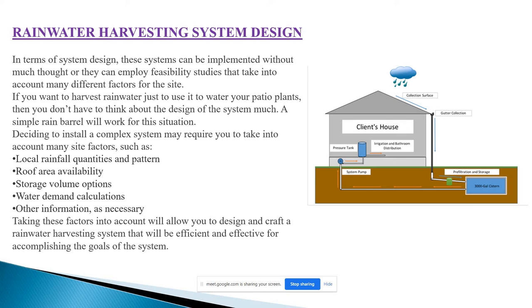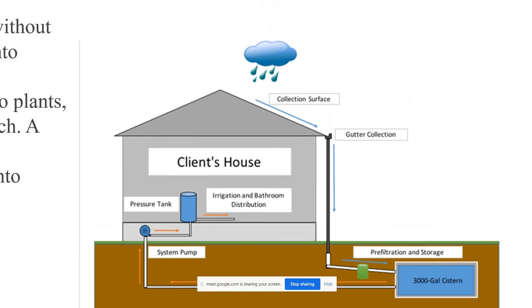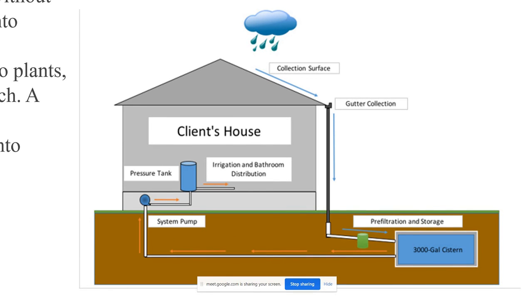Rainwater harvesting system design. In terms of system design, the system can be implemented without much thought, or you can employ feasibility studies that take into account many different factors for the site. If you want to harvest rainwater just to use on your own patio plants, then you don't have to think about the design of the system much. A simple rain barrel will work. Deciding to install a complex system may require you to take into account many side factors such as local rainfall quantities and pattern, roof area availability, storage volume options, water demand calculations, and other information as necessary.